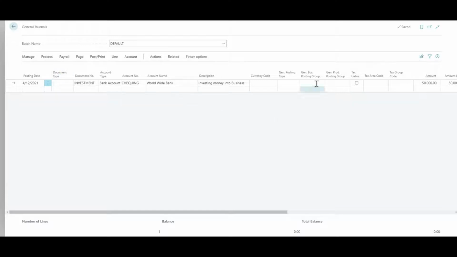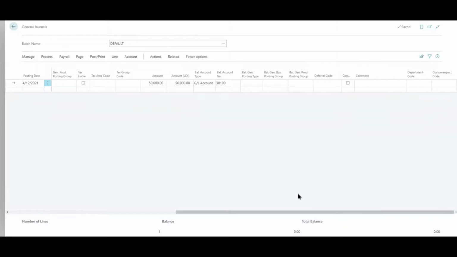On this left side, it's all about debit. So we're debiting the bank account here, and on the right side, I'm crediting a GL account, 30100, which is the capital account. This is a dummy account. It is a trial version of the system, so just for basis of understanding, I'm using GL account 30100.